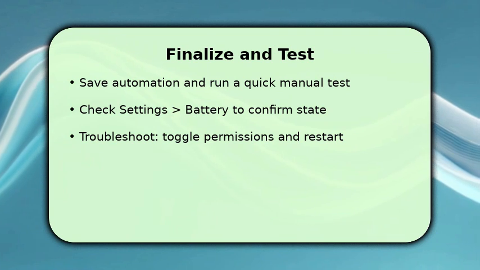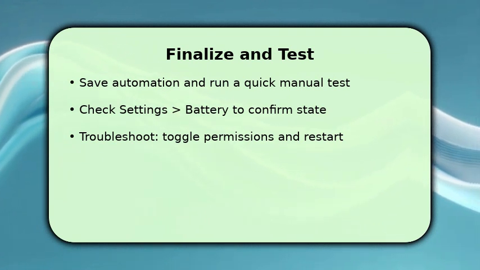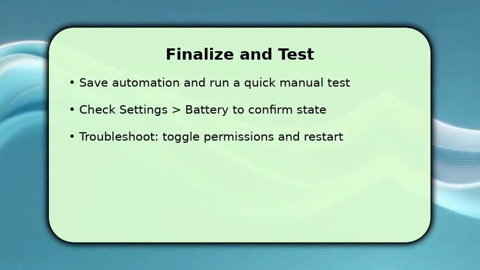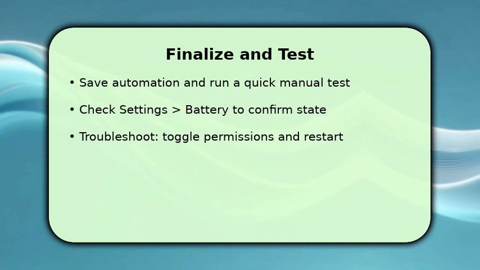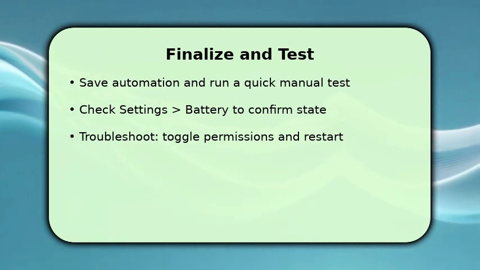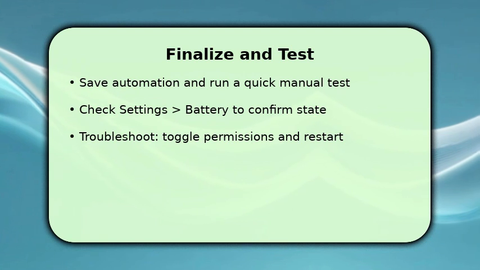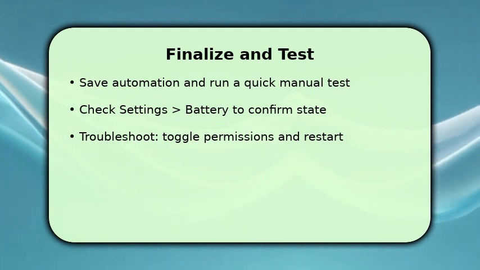If it didn't trigger, make sure Ask before running is off, Shortcuts has background permissions, and background app refresh is enabled. If issues persist, reboot the phone and run the automation again. That often clears transient permission issues.